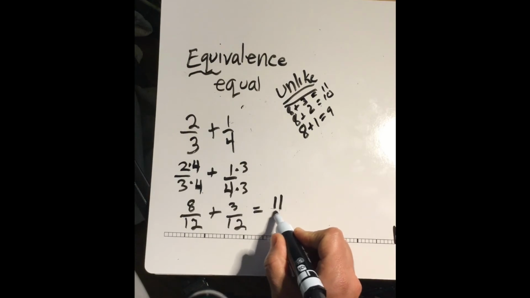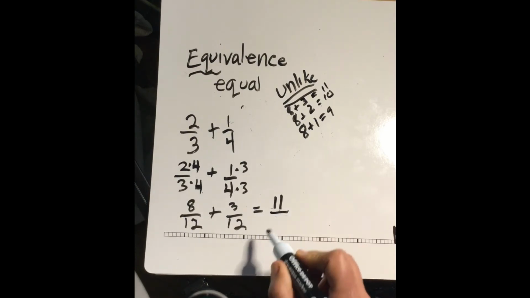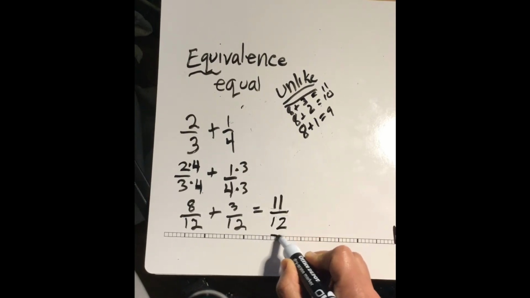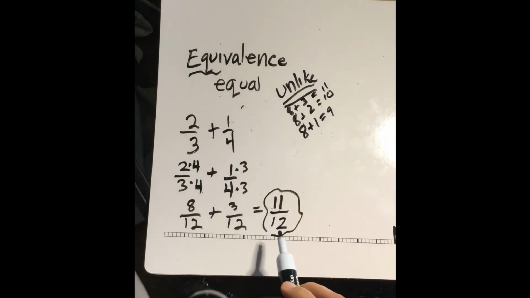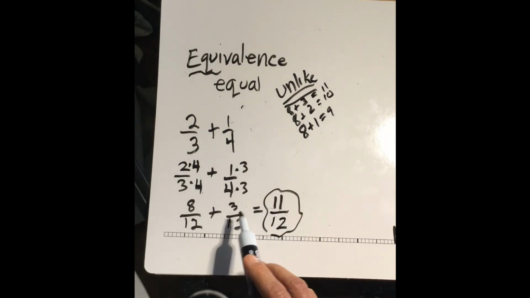And then I'm going to leave the denominator the same for now. And that's my final answer there. I say, okay, 11 twelfths, take away 3 twelfths. Yes, I got 8 twelfths.